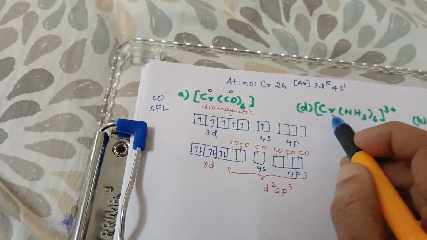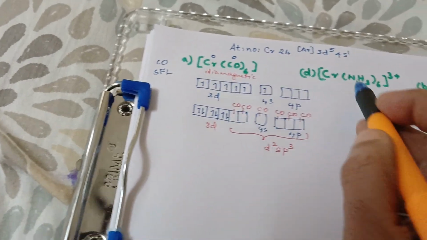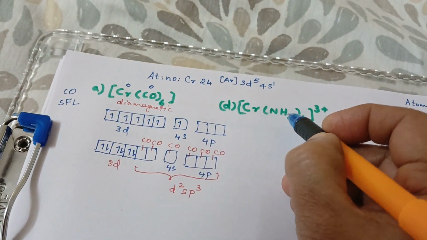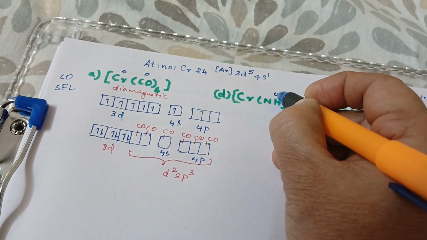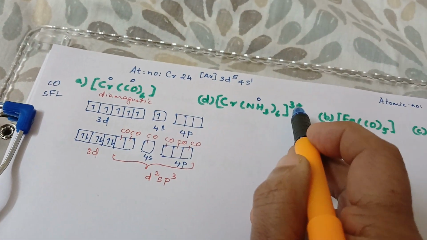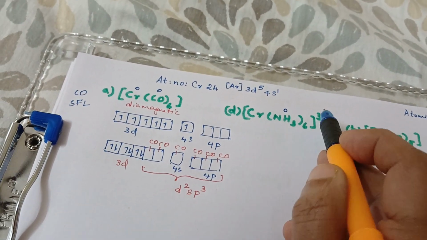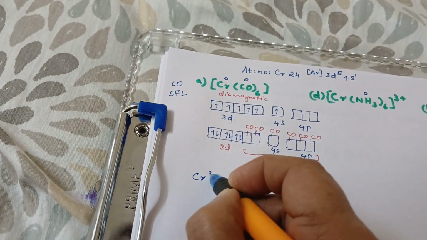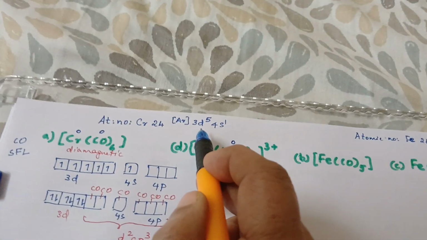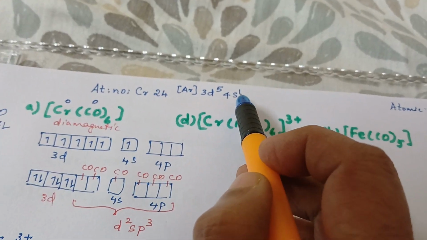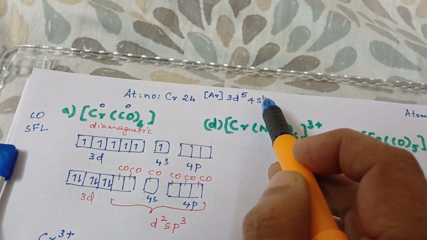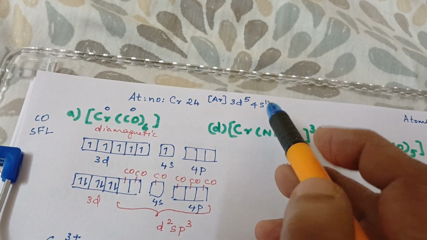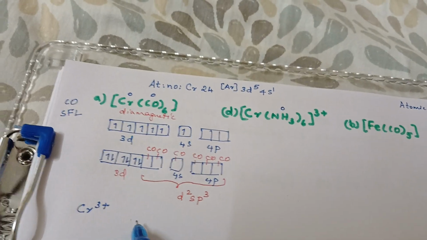So we will take the next chromium complex again. That is [Cr(NH3)6]3+. Let us see. Ammonia is again a neutral molecule, zero oxidation state, but it is having an overall charge of 3+. So chromium will be in its 3+ oxidation state. Chromium will be Cr3+. So in the outermost electronic configuration, one of the 4s electrons and 2 3d electrons will go. Then only it will attain the Cr3+ oxidation state.